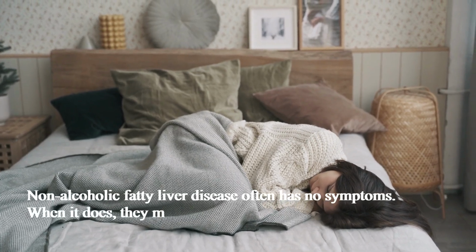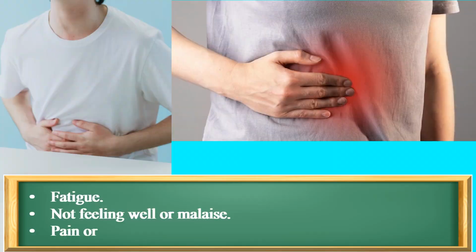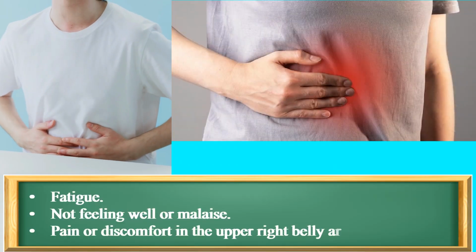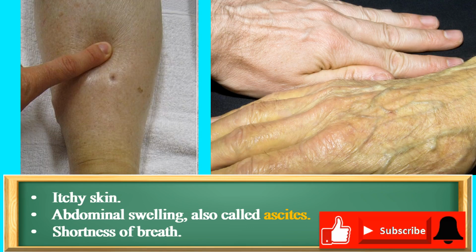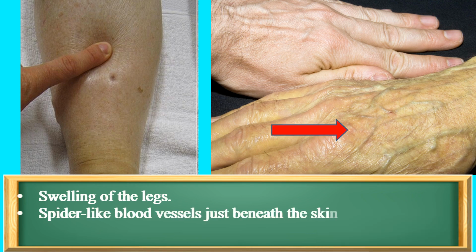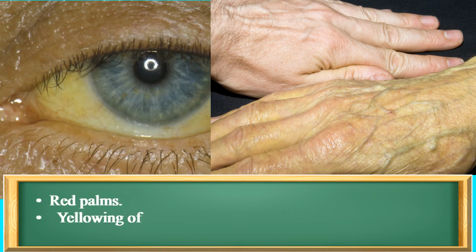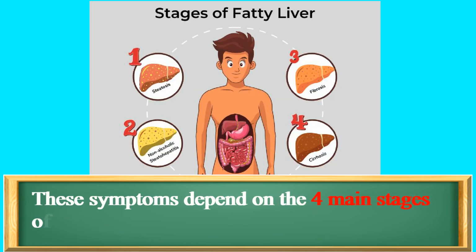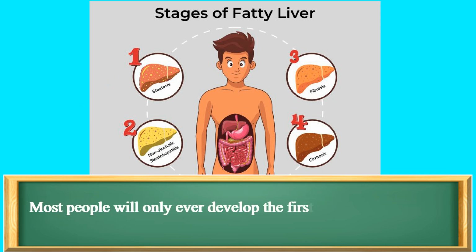When it does, symptoms may include fatigue, not feeling well or malaise, pain or discomfort in the upper right belly area, itchy skin, abdominal swelling, also called ascites, shortness of breath, swelling of the legs, spider-like blood vessels just beneath the skin's surface, enlarged spleen, red palms, yellowing of the skin and eyes, or jaundice. These symptoms depend on the four main stages of non-alcoholic fatty liver disease. Most people will only ever develop the first stage.